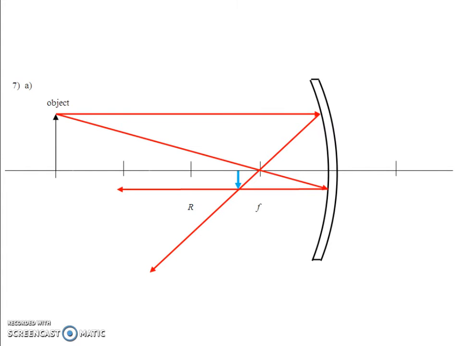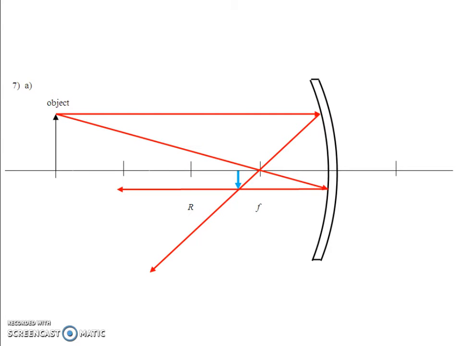Okay, so here's part A. First of all, we're looking at a mirror, not a lens, right? It's been a while since we've done mirror ray diagrams, so hopefully you remember that light does not go through mirrors. If you had light going through the other side of the mirror, please pause the video and start over. You've got to remind yourself what happens with mirrors. Mirrors reflect light.